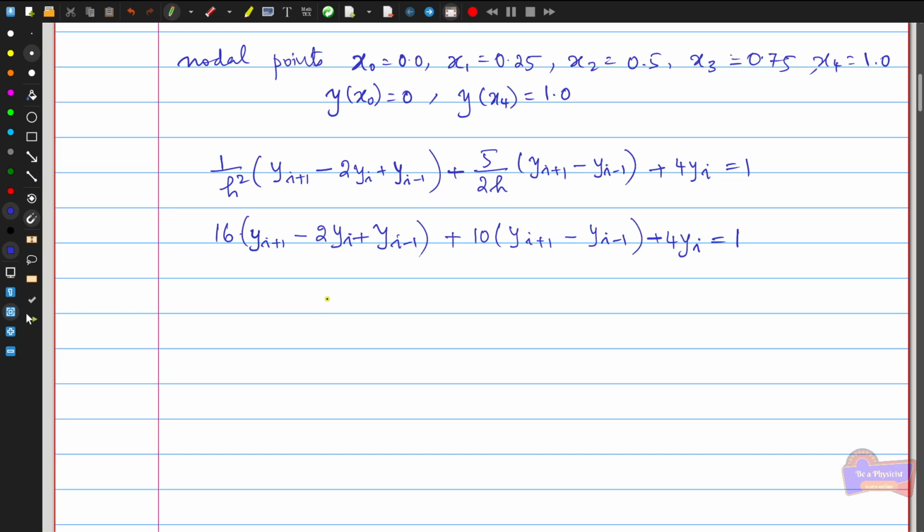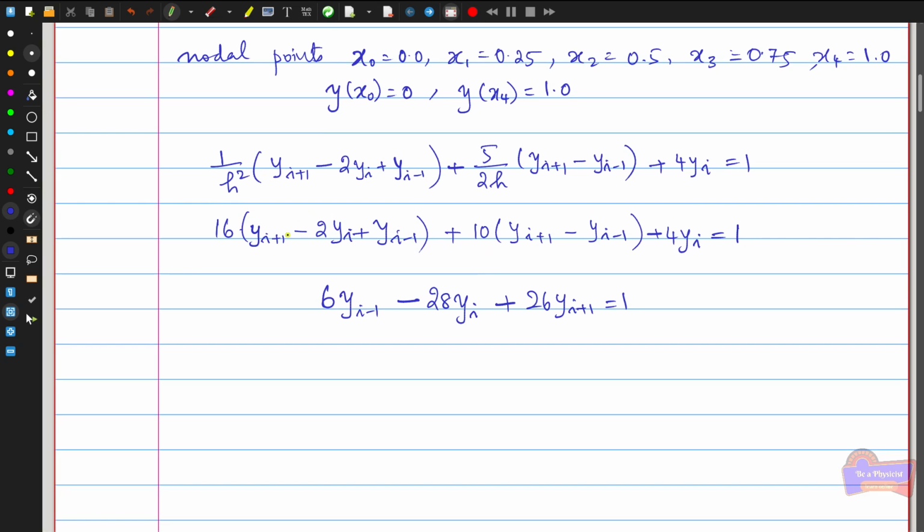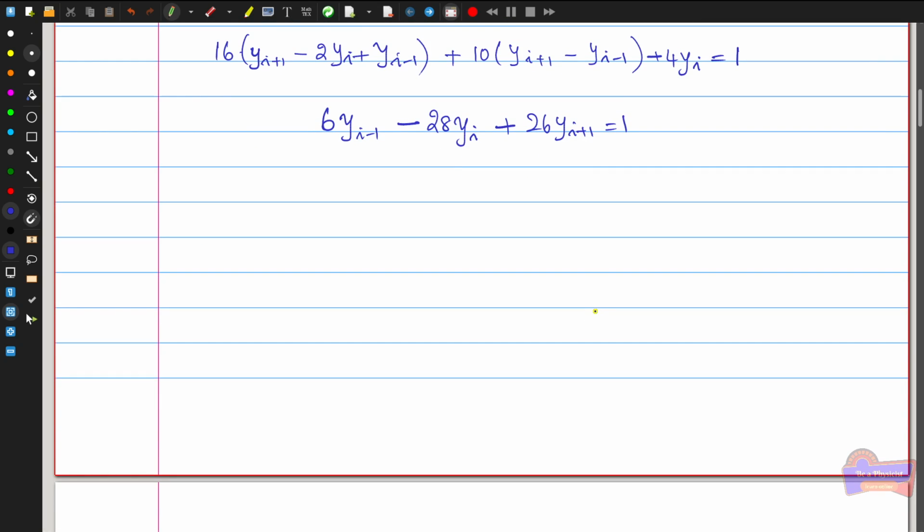The final value becomes 6 times y_{i-1} minus 28 times y_i plus 26 times y_{i+1}, which is equal to 1. So this is the equation after reducing, just multiplying the constant values into all the y_i terms and collecting the coefficients of y_{i-1}, y_i and y_{i+1}.